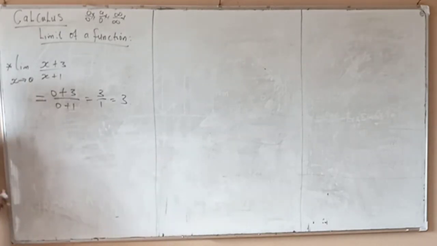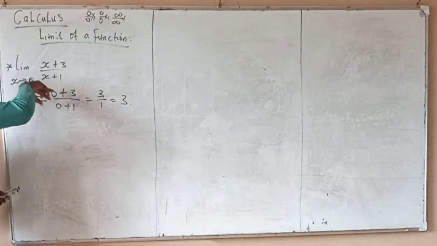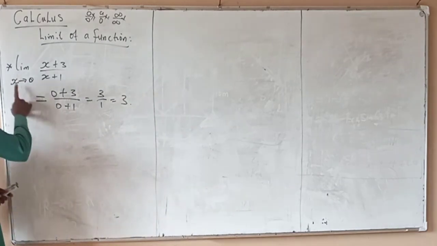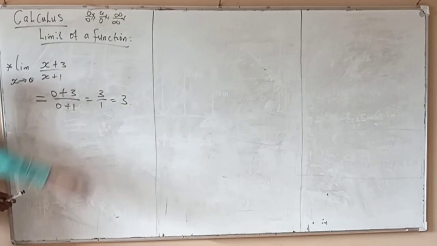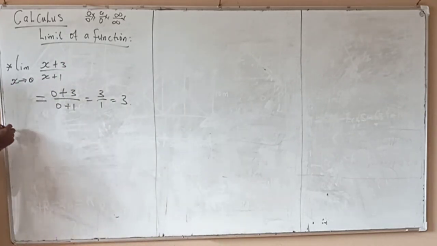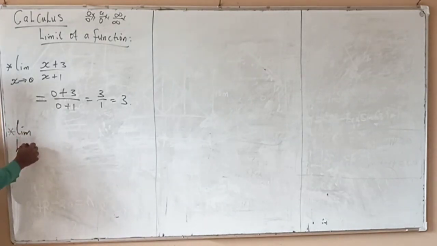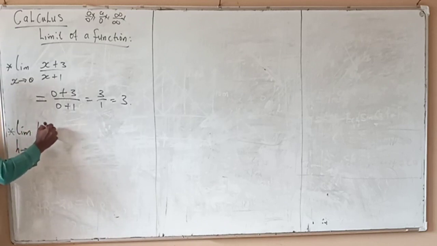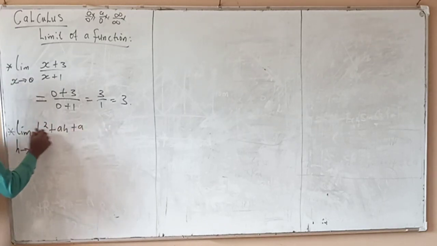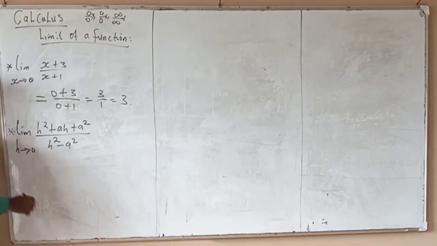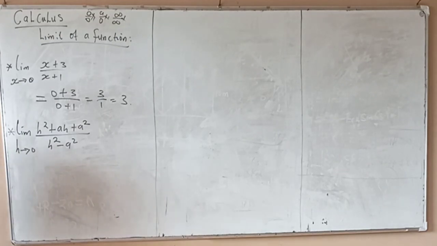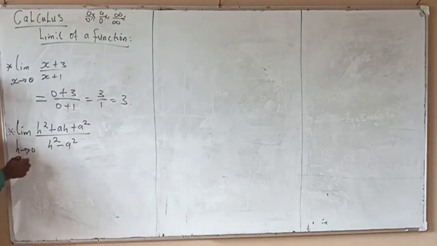If you have any limit problem, the first method is to apply direct substitution. That means substitute the value of the variable into the function. Let's say we have another question: the limit as h approaches 0 of h squared plus ah plus a squared all over h squared minus a squared.